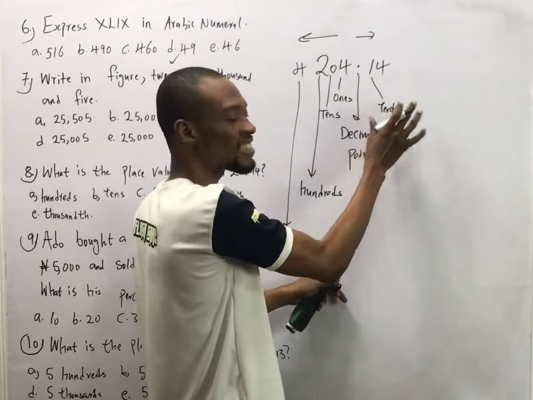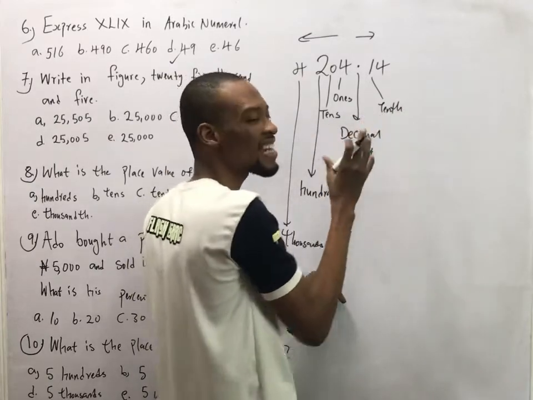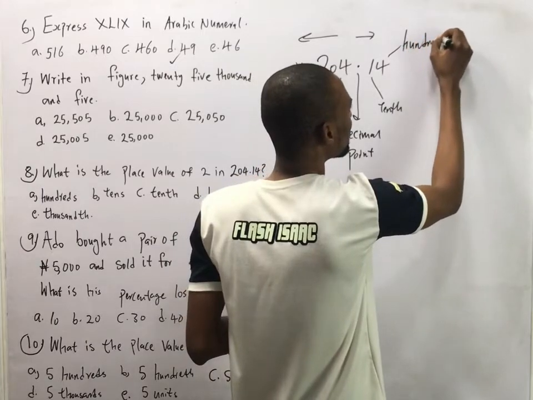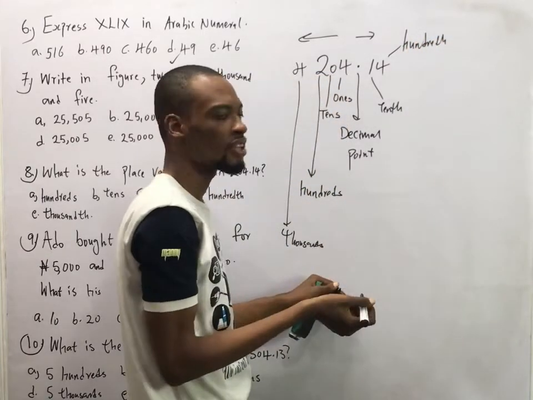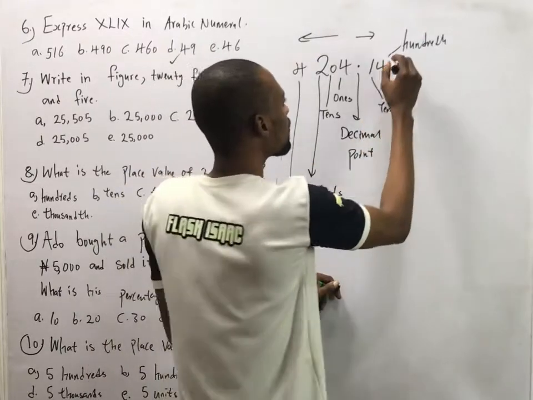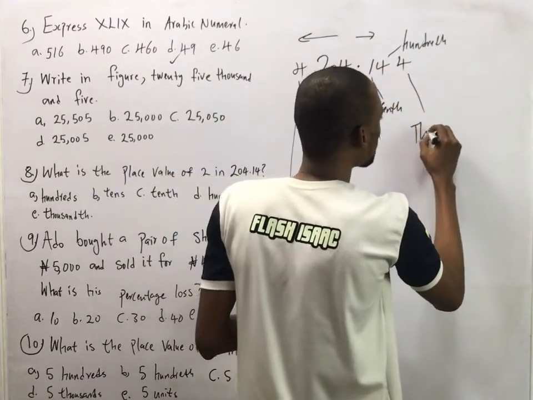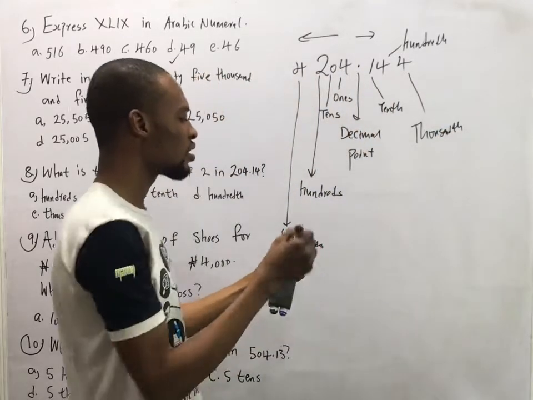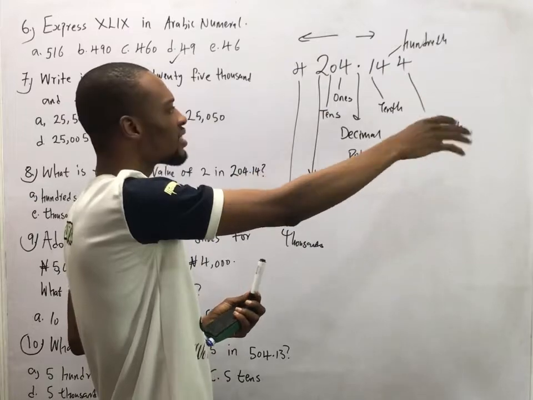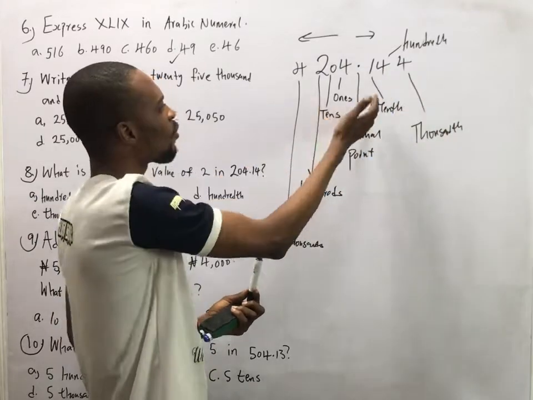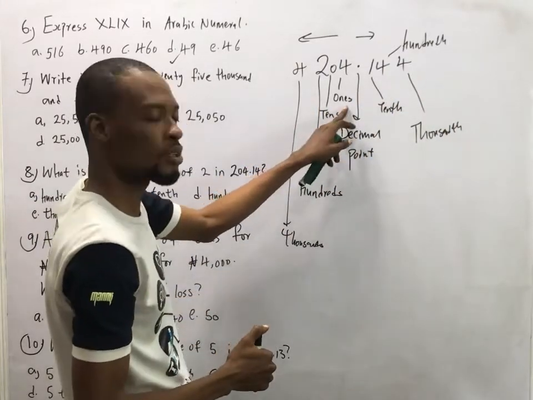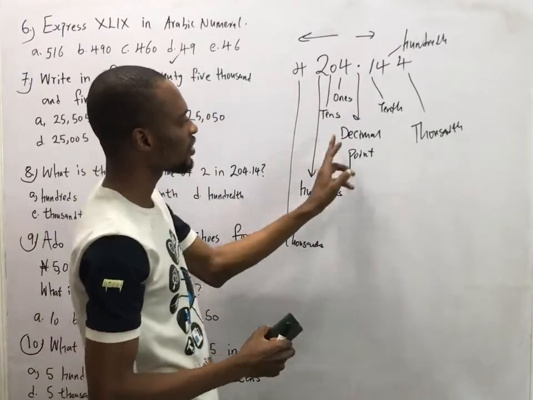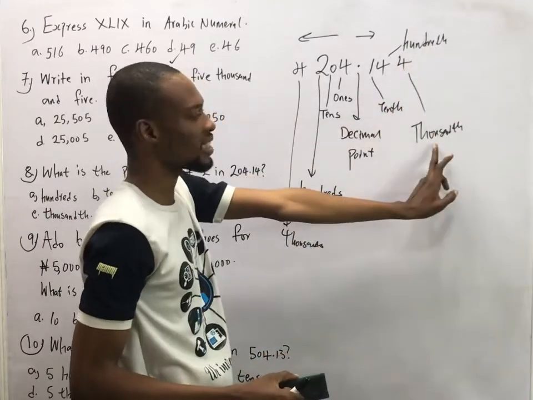Look at it. Tenth, TH. This is tenth. This way is tenth. The next one is hundredth. TH, hundredth. So if there is another number here, let's say 42, it will be thousandth. It's not thousand, thousandth. So the decimal part is in TH, while this way is ones or units, tens, hundreds, thousands. Decimal point, tenth, hundredth, and thousandth.